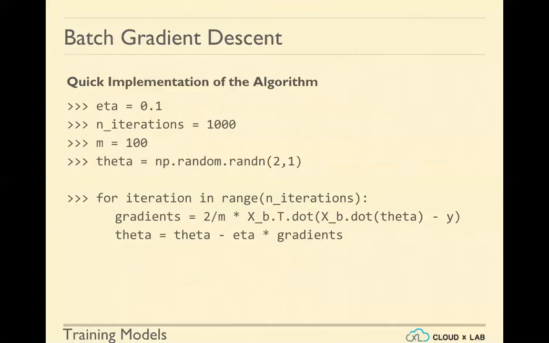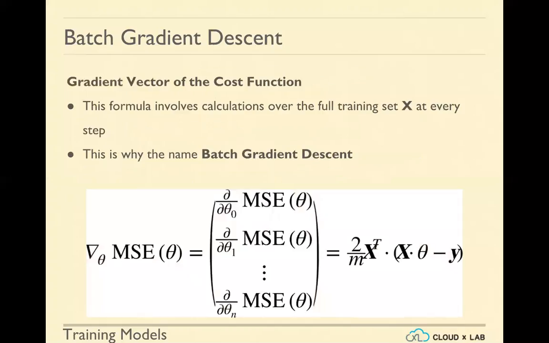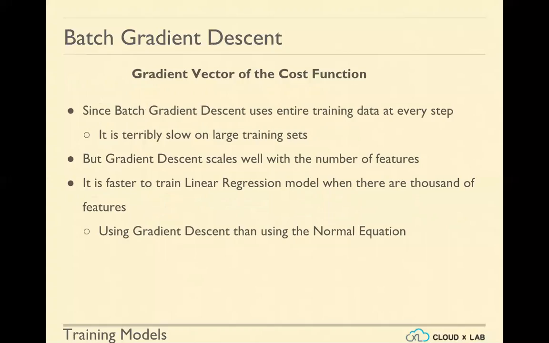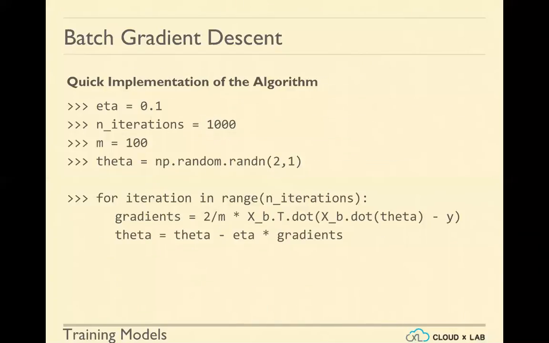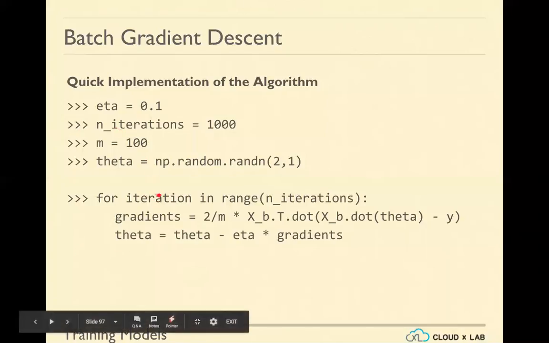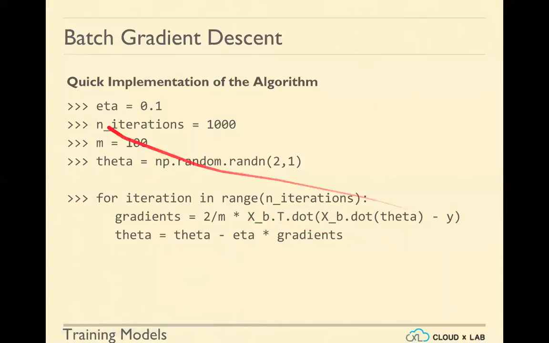Here is a very simple implementation. We're going to use this formula to compute the rate with respect to each theta. So it's 2 by m, X transpose dot (X dot theta minus y). I think this will make it very simple for all of you. So we had X_b as the features, and y as our expected output, the target as per our data. We assume the learning rate to be 0.1 and the number of iterations to be 1000.